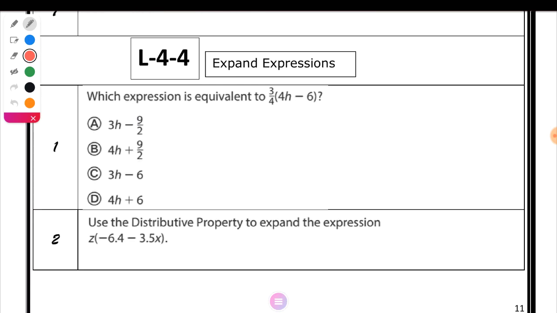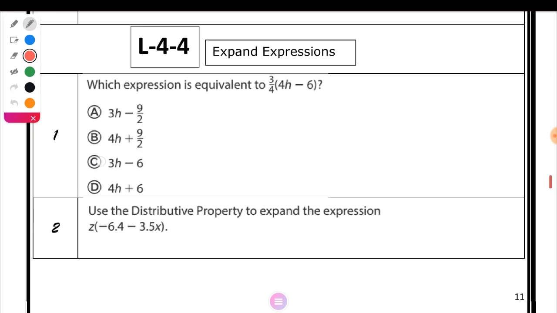Which expression is equivalent to this expression? Okay, expand expression. This lesson is about what? Expanding expression. Expand here means we will use the distribution property. Yes, distribute 3 over 4 over these two terms. Okay, so it will be 3 over 4 multiply 4h minus 3 over 4 multiply 6.